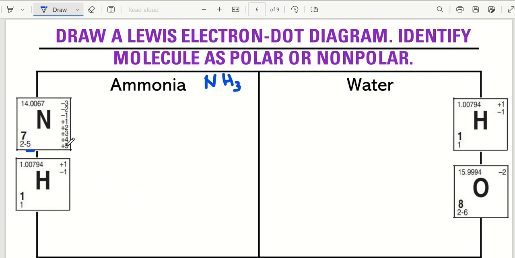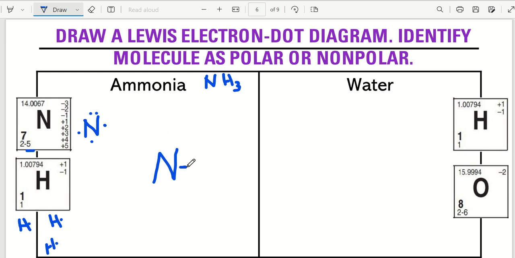Let's draw the Lewis dot. For nitrogen, 5 valence electrons. 1, 2, 3, 4, 5. Hydrogen, 1 valence electron. So I have a hydrogen and another hydrogen and another hydrogen. Okay, so this time it's not one bond. So what I'm going to do is draw the thing in the middle that has the most unpaired electrons. So that's nitrogen. And I have an unpaired one right here, on this side.